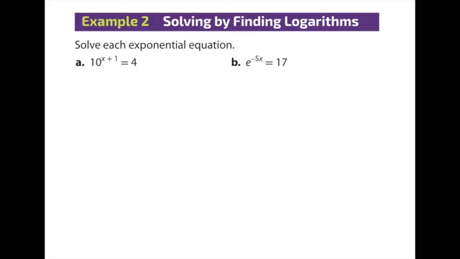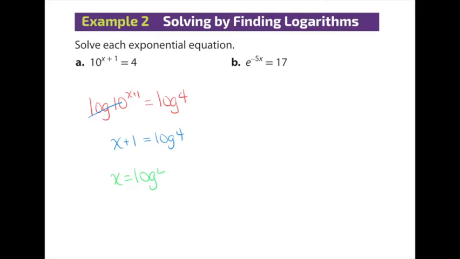For the 10, I'm going to use common log. So I'm going to say the common log of 10 to the x plus 1 equals the common log of 4. Take the log of both sides. These logs cancel each other out. I just have x plus 1 equals log of 4. Subtract 1. So x is going to equal log 4 minus 1, which is a number. When you plug that in and round it to the nearest 10,000ths, you get negative 0.3979.